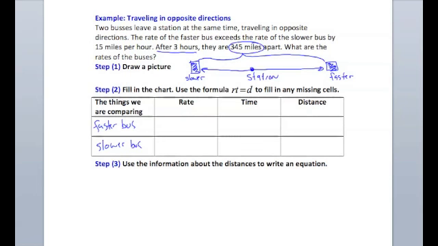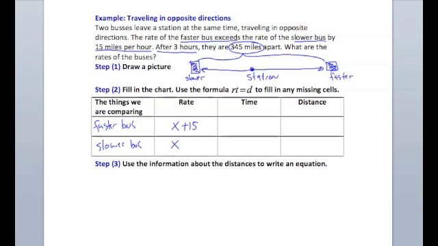First thing we want to find is the rate. Do we know the rates of these buses? It says that the faster bus exceeds the rate of the slower bus by 15 miles per hour. Well, we don't know how fast either of these buses are going, but we know that the faster one is going 15 miles an hour faster. So right now, if I made them both x, that would say that these buses are traveling exactly the same speed. That's not the case. The faster one is going 15 miles an hour faster. So we would want to add 15 to this one. Okay, that takes care of the rates.